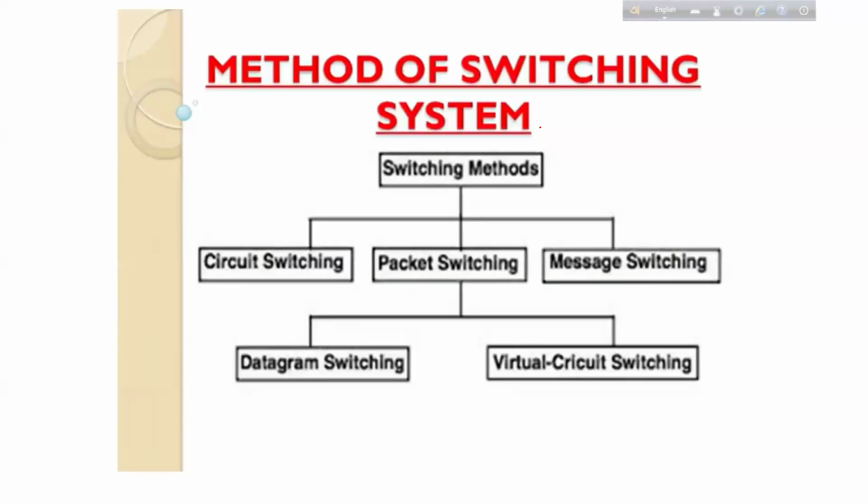Now, methods of switching system. There are different methods of switching system. These switching methods can be classified or divided into 3 main categories. What are they? Circuit switching, packet switching, message switching. Now, packet switching can be further classified into datagram switching and virtual circuit switching. We will study all these switching methods one by one in a detailed manner.